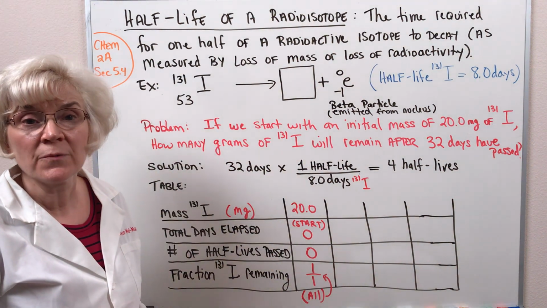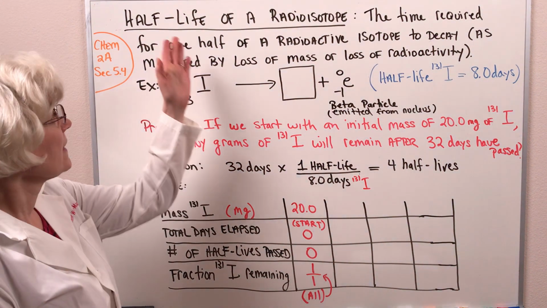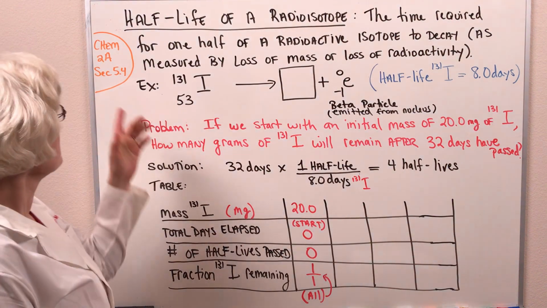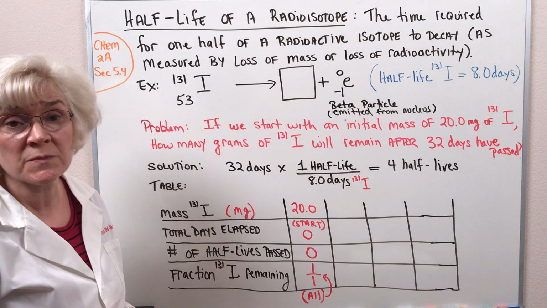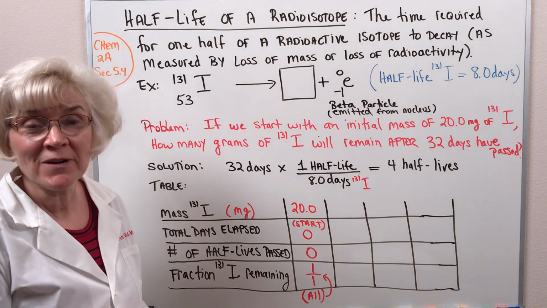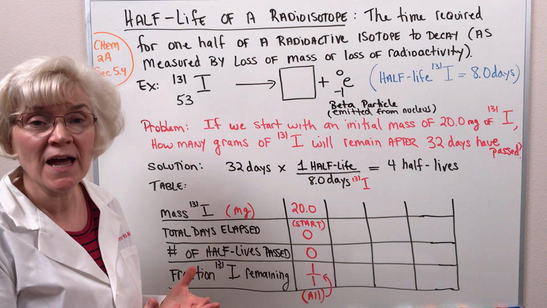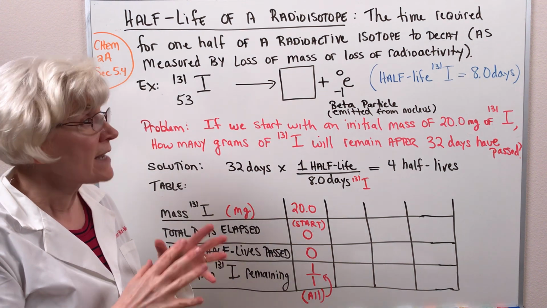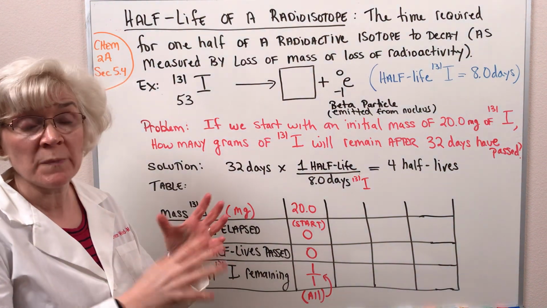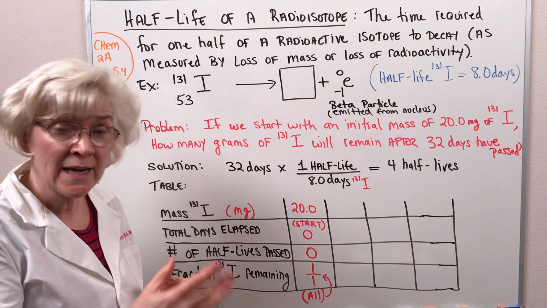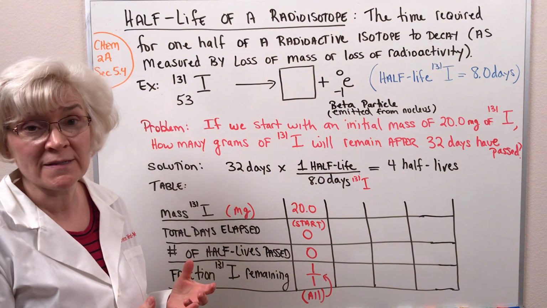In this topic, we are going to be looking at half-lives of radioisotopes. This is found in the Chem 2A textbook in section 5.4. So as we've already discussed, radioactive isotopes have an unstable nucleus, and that unstable nucleus will spontaneously undergo a change, emitting radiation in the process.